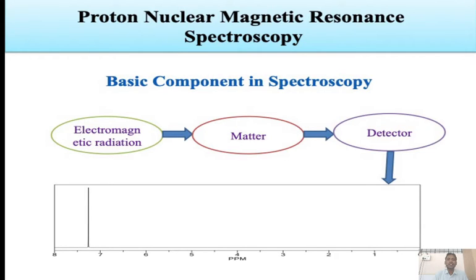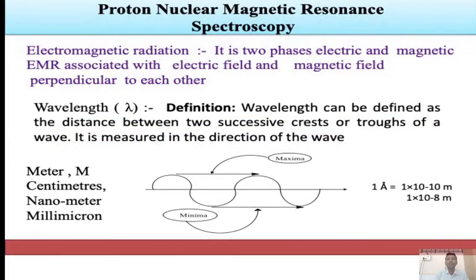But we generally consider 3 parts. Then we want to print, so we require the printers. So the electromagnetic radiation, then the matter or compounds, the third part is detectors, and the fourth part is the printers or plotters. So these are the basic components.